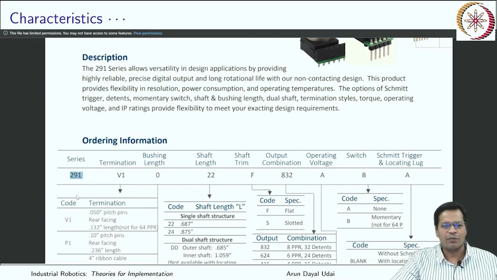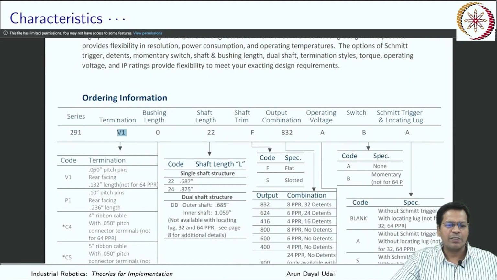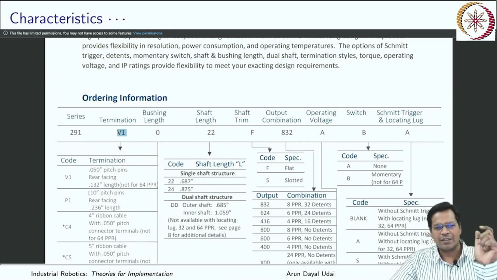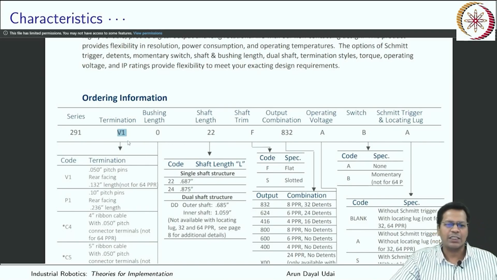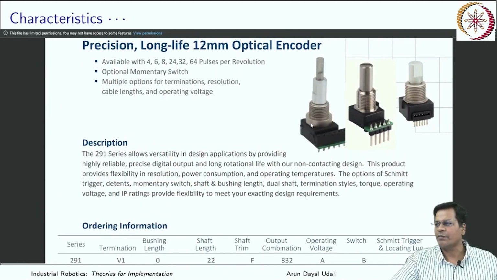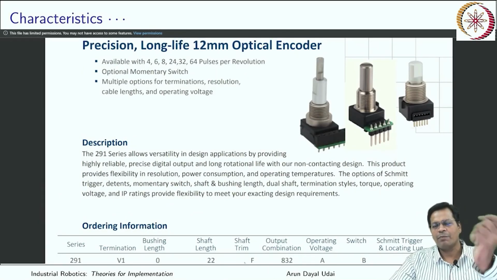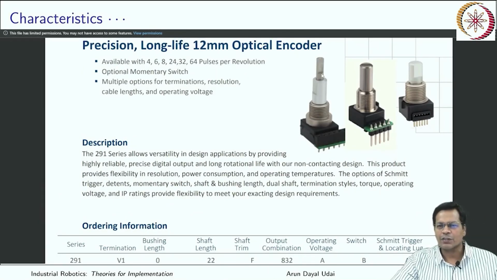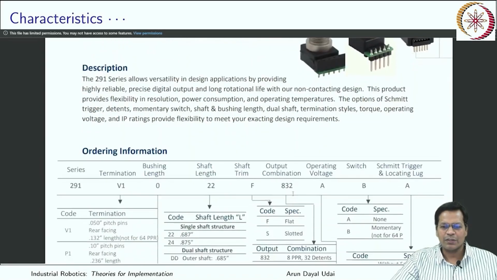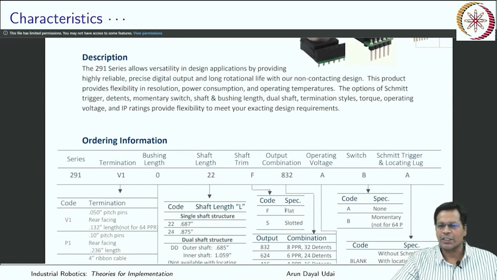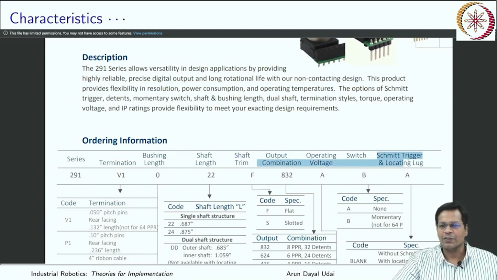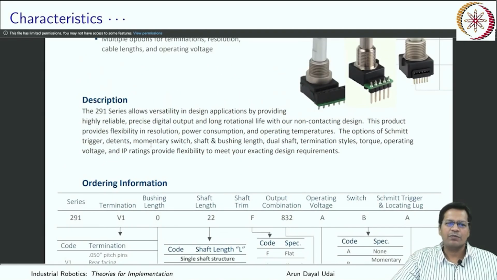It belongs to the 291 series, termination of kind V1. V1 means so many pins of some pin size are given. These are some of the more detailed explanations here. Bushing length, shaft length: what is the length of this shaft. The shaft can be trimmed in different ways: just a slot, a C-cut, so different cuts, slotted or flat cut. Operating voltage can be different, and switching kind, class, Schmitt trigger; these parameters are specifically given.